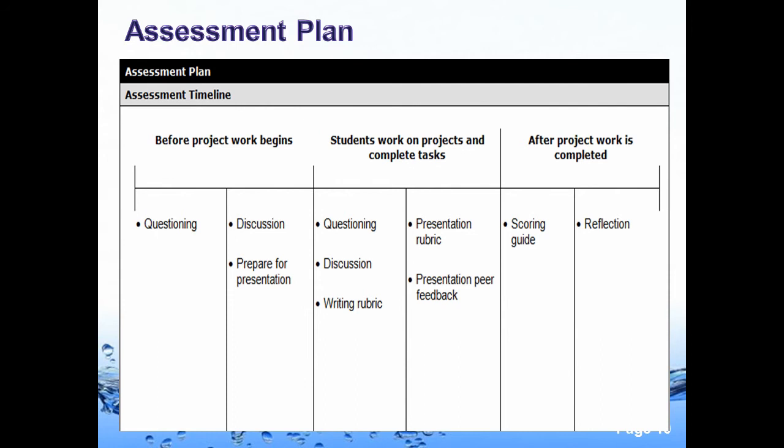Use the project scoring guide to assess the culminating projects with adjustment to the group score based on individual effort and contribution. After project work is completed, the teacher gives students feedback right after their performance. The teacher uses reflection to assess student growth throughout the unit. Students reflect upon what they have learned in the unit, returning to the essential and unit questions.